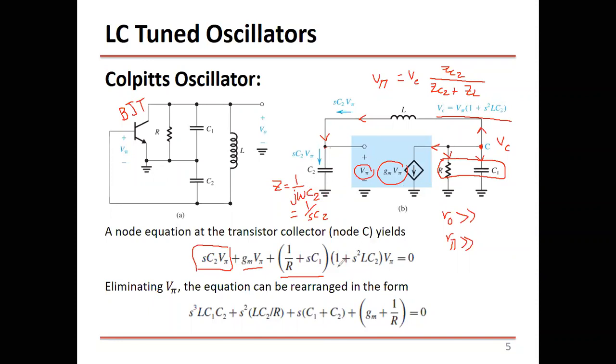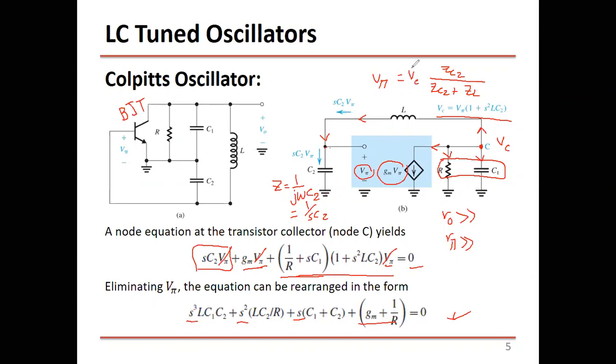So VC is 1 plus S squared times LC2. Then if you divide this by the parallel combination, you're going to get this term. And you equate this with 0, right? Since you have V pi in all the terms, and this equation equals 0, you can cancel V pi from all terms. Then you rearrange the terms, and you put the s cubed in the beginning, then s squared, then s, then the free term. This is what you get.